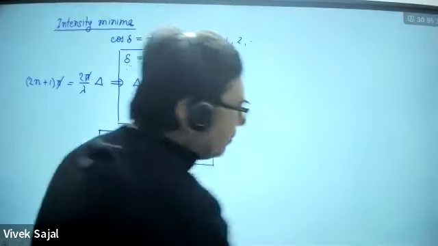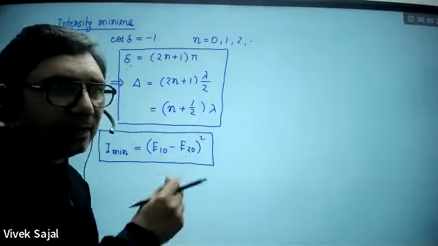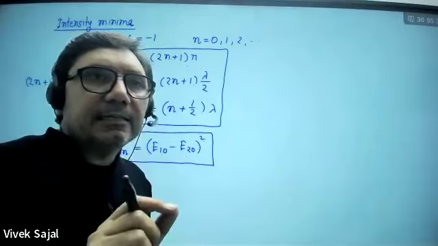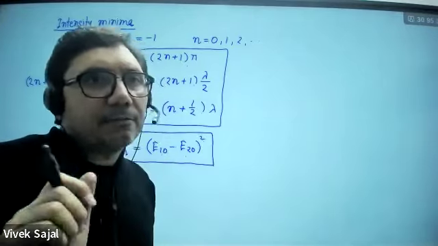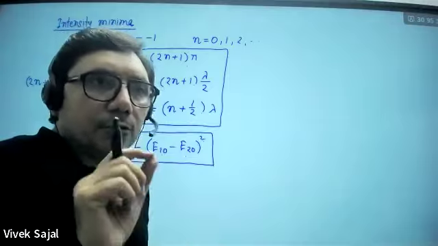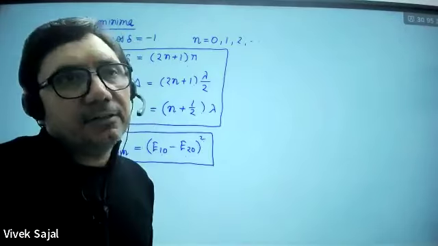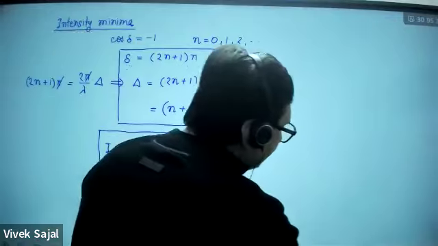Sir, if the amplitude is equal... I am coming to that point. If the amplitude is equal, then the intensity minima will be exactly a dark fringe. You are going to get a dark fringe. Intensity will become 0 here. I'm coming to that point actually.